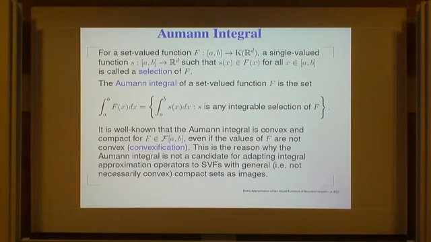I need to consider all possible selections. Let's consider the selections of the following type. I take a point alpha here, and I take a selection which is 1 here and which is 0 here, and then the integral is alpha. And you see we obtain each point between 0 and 1 in this way. And it's of course easy to see that it cannot be more than the interval [0, 1], yeah, because all possible selections lie between 0 and 1. So what we see here is that the Aumann integral of this function is the complete interval [0, 1].